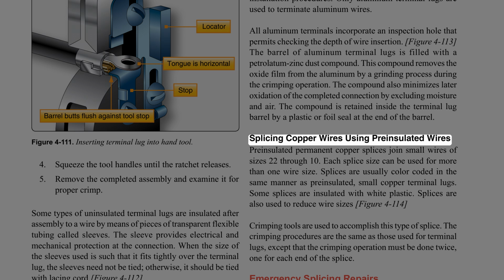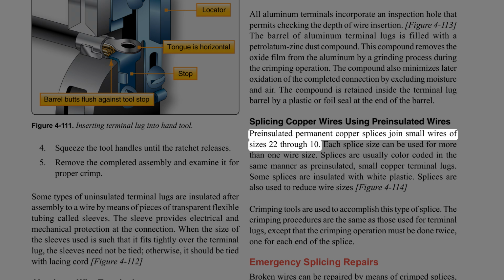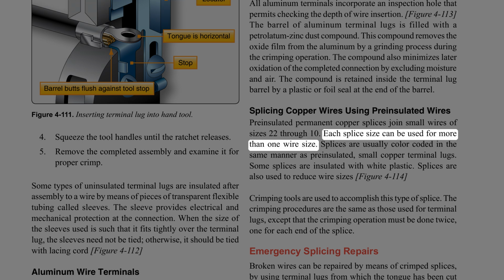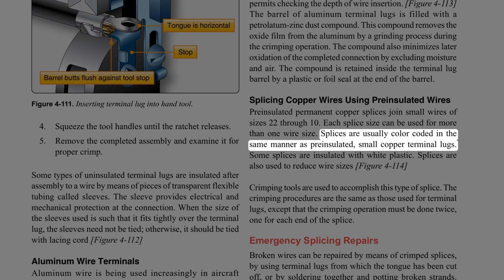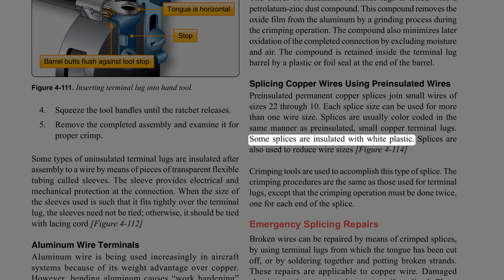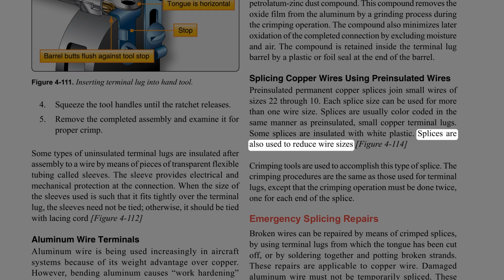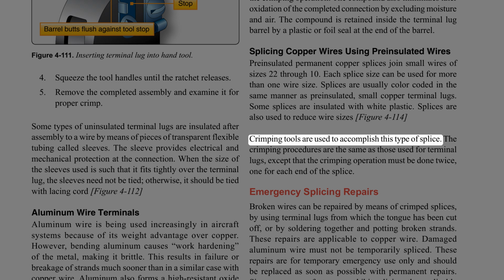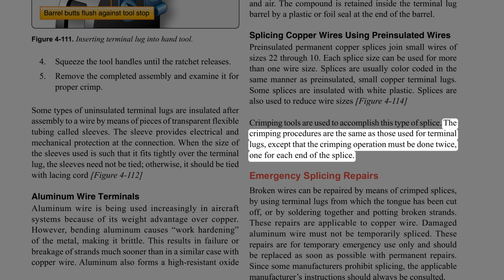Splicing copper wires using pre-insulated wires. Pre-insulated permanent copper splices join small wires of sizes 22 through 10. Each splice size can be used for more than one wire size. Splices are usually color-coded in the same manner as pre-insulated, small copper terminal lugs. Some splices are insulated with white plastic. Splices are also used to reduce wire sizes. Crimping tools are used to accomplish this type of splice. The crimping procedures are the same as those used for terminal lugs, except that the crimping operation must be done twice, once for each end of the splice.